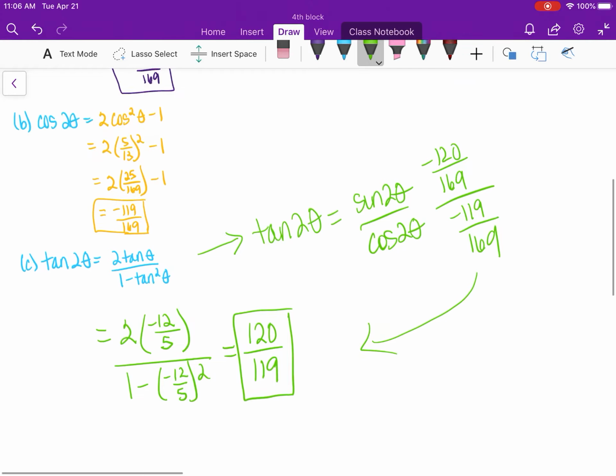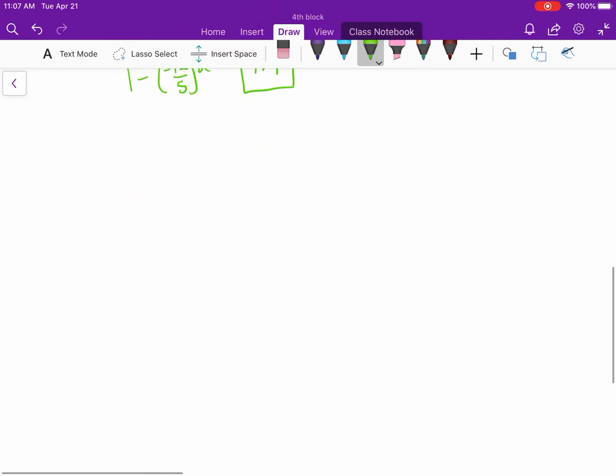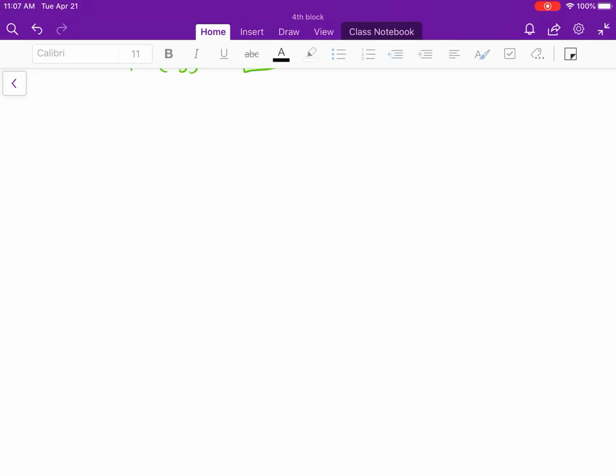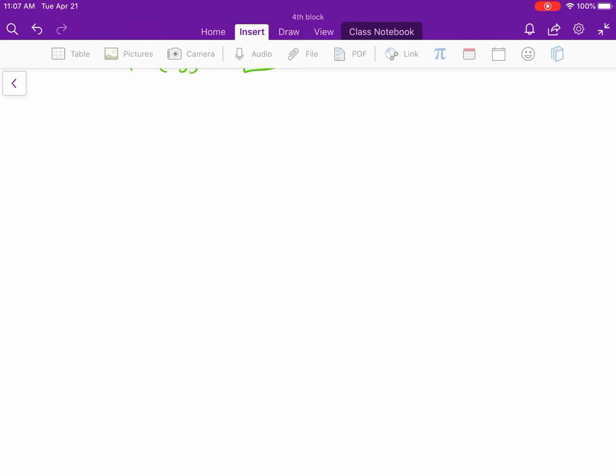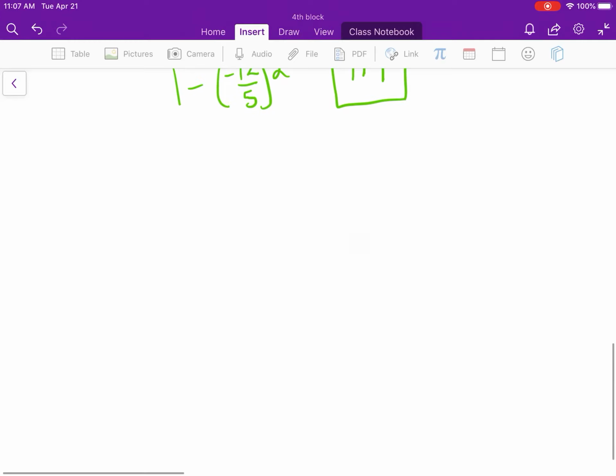Okay, now switching over to those half angle formulas. I'm going to insert that again so we can have that handy. Maybe not.